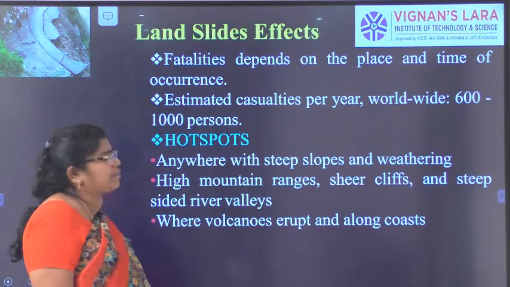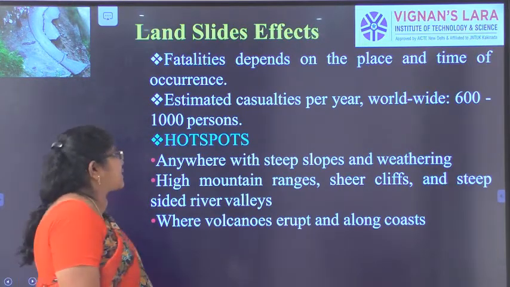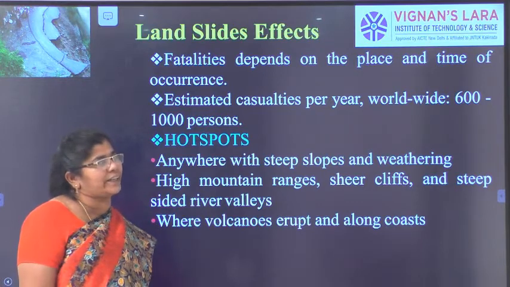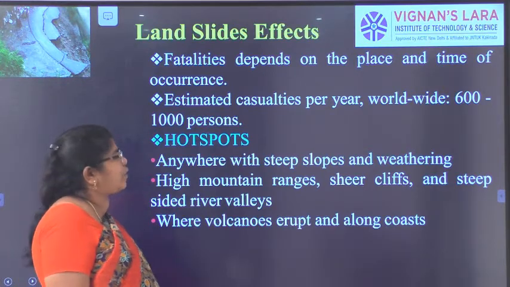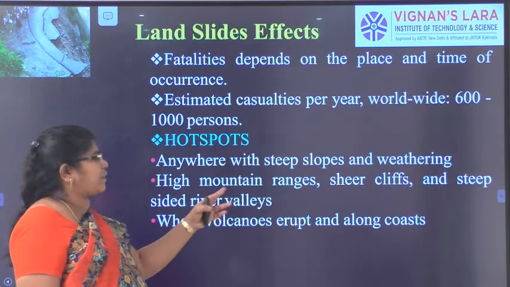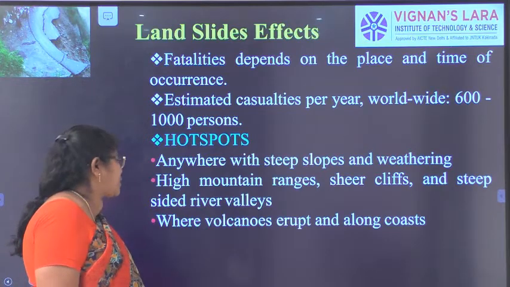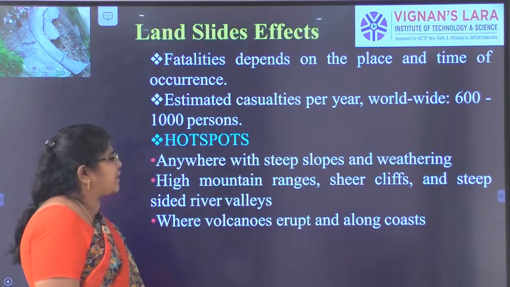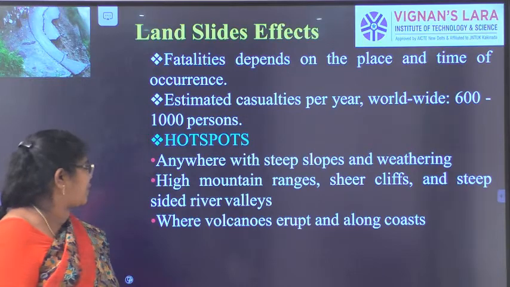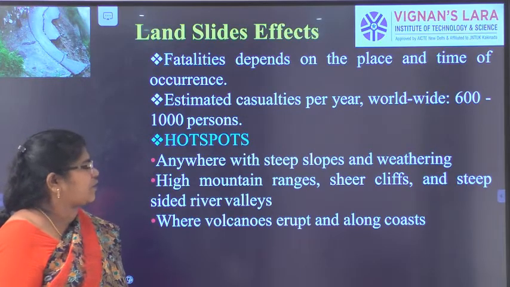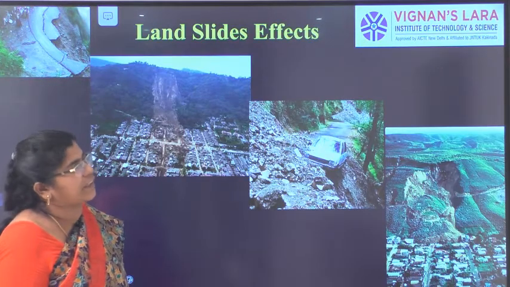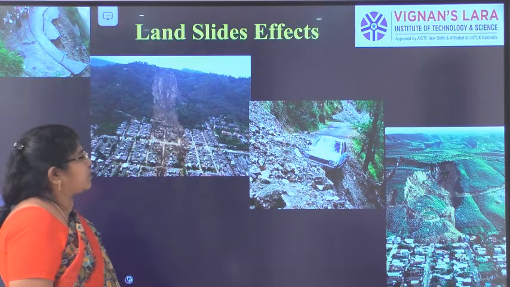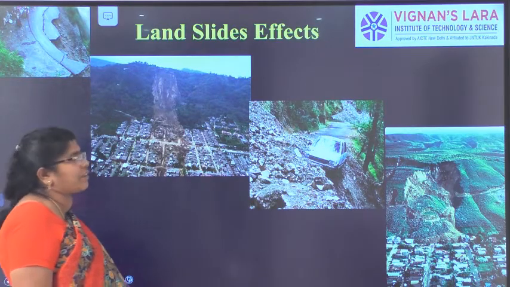Estimated casualties per year worldwide: 600 to 1,000 persons die in landslides every year throughout the world. And what are the hotspots? Steep slopes and weathering, high mountain ranges, sheer cliffs and steep-sided river valleys, where volcanoes erupt, and also coastal areas, and also where earthquakes occur. So here you will see some of the effects of the landslide.